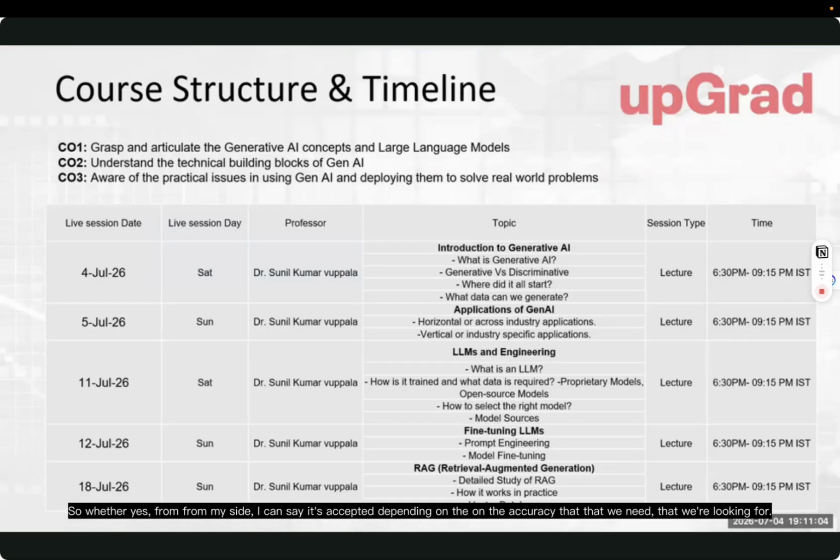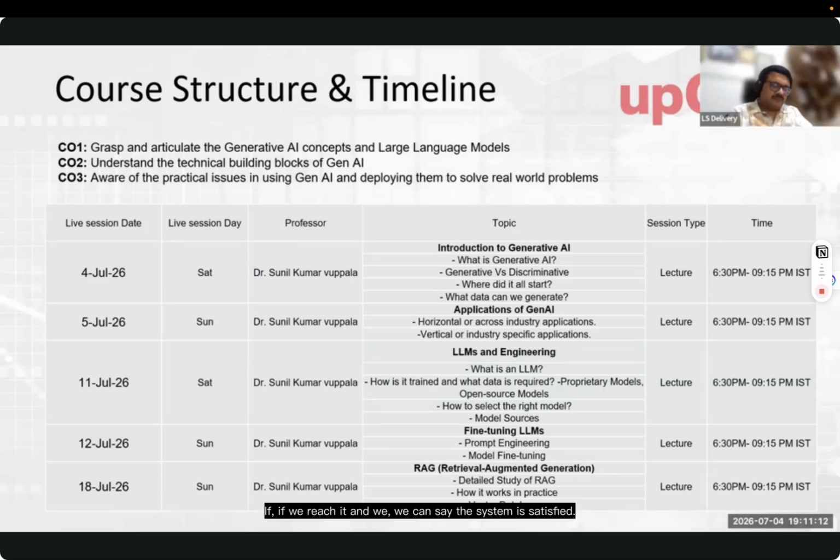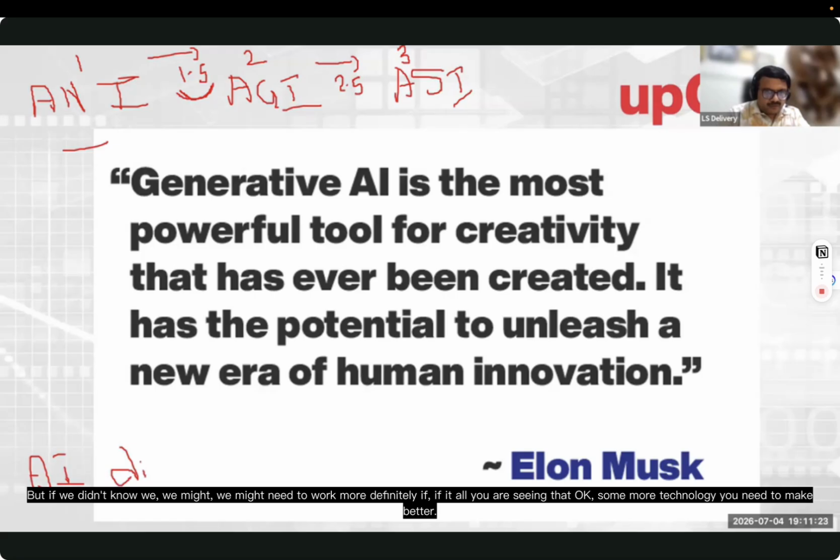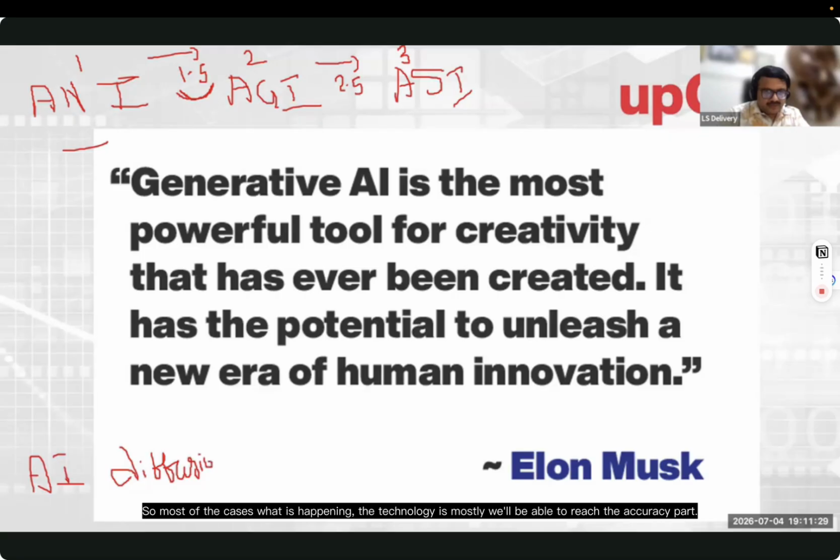Yes. From my side, I can say it's accepted depending on the accuracy that we're looking for. If we reach it, we can say the system is satisfied, but if we didn't, we might need to work more. Definitely. If you are seeing that some more technology is needed to make it better, in most cases the technology will be able to reach the accuracy part.